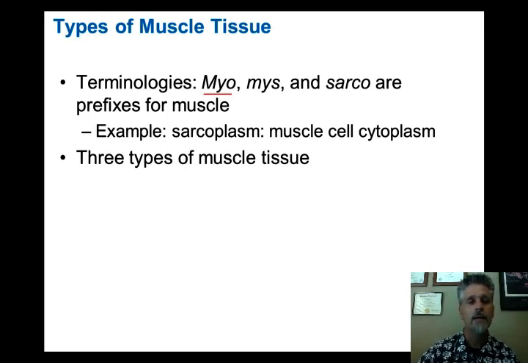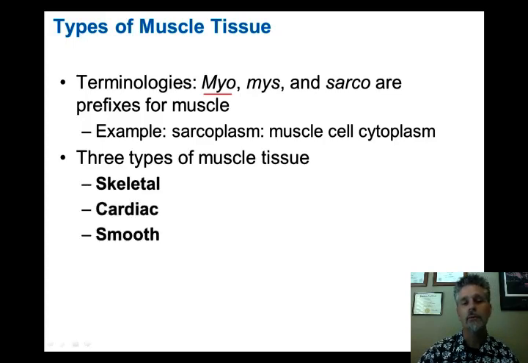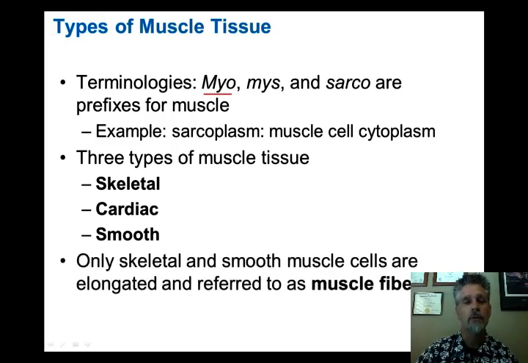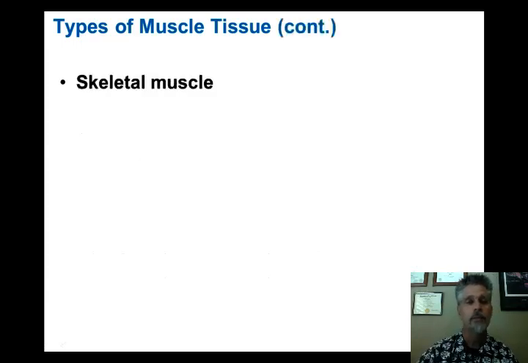Three different types of muscle tissue. So we have skeletal muscle tissue, we have cardiac, and smooth, right? Those are the three types that we have. Now, when we look at these, skeletal muscle is going to be our main focus. Now, only the skeletal and smooth muscles are really elongated and referred to as muscle fibers. So an individual cell is the same as a muscle fiber. So keep that in mind.